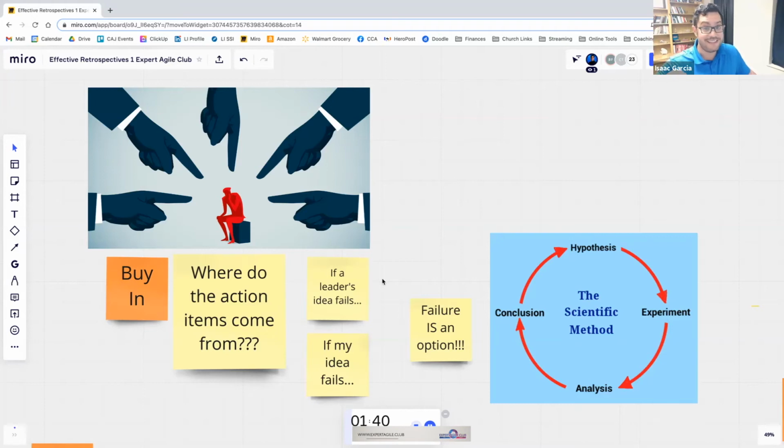It either worked or it didn't. But the point is we learned something. And so what I'm saying here is the action items should come from the team. They should be generating them because then they'll have buy-in to make them happen. If they have buy-in to make them happen, you're going to get good feedback from those experiments, better than if you just told them what to do.